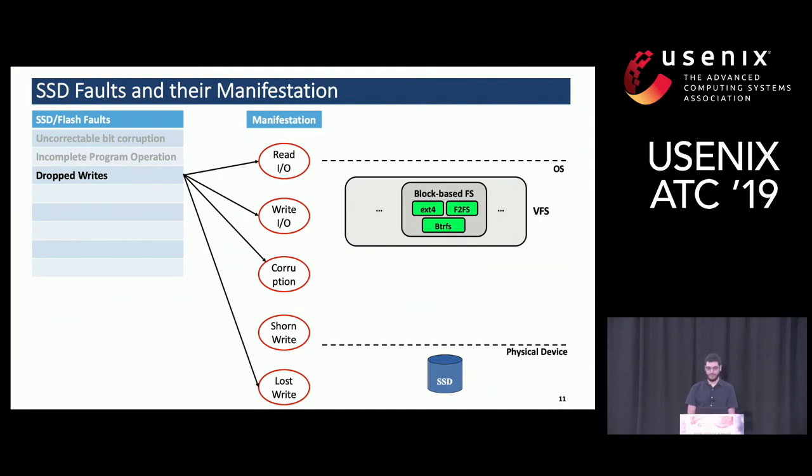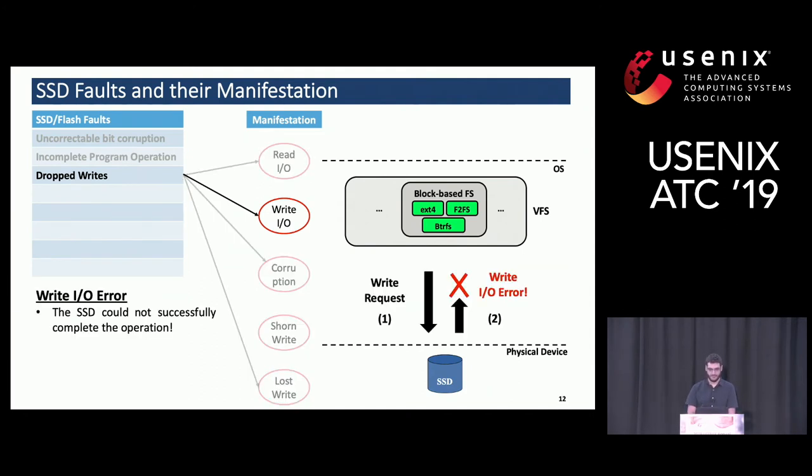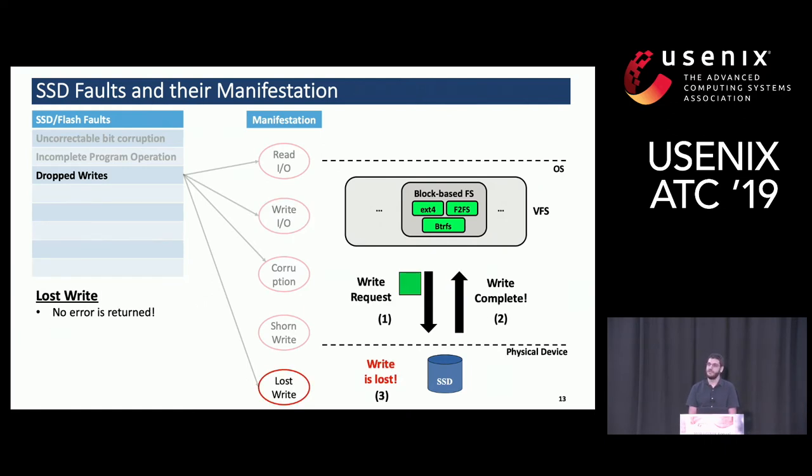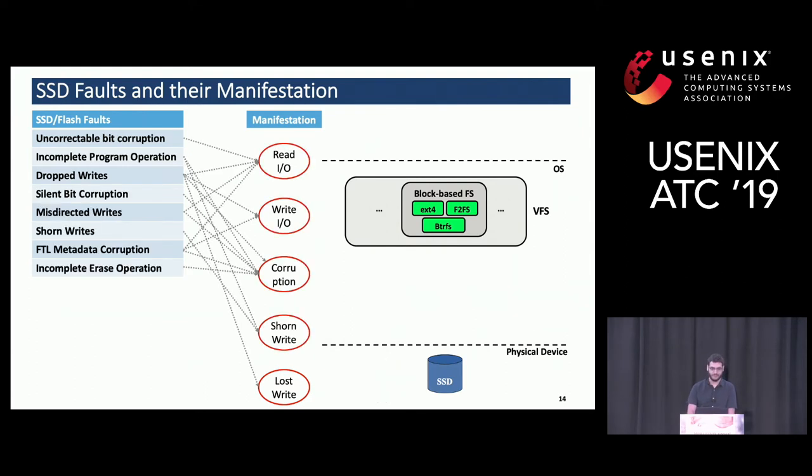Finally, dropped writes have several manifestations at the file system level. For instance, they can result in a write I/O error if the corresponding SSD cannot accommodate the request, or worse, the write request can be completely disregarded with the SSD never returning an error about it. We refer you to our paper in order to find all the different faults that we considered in our study.